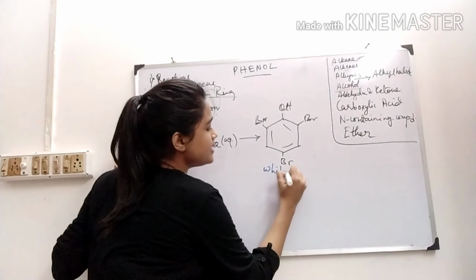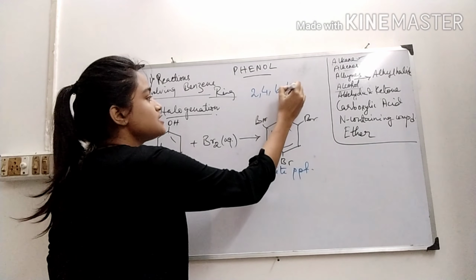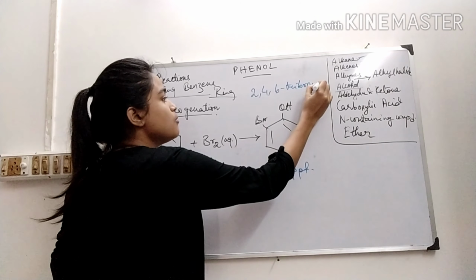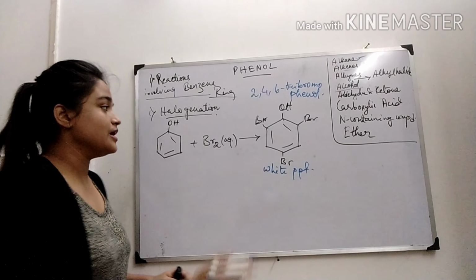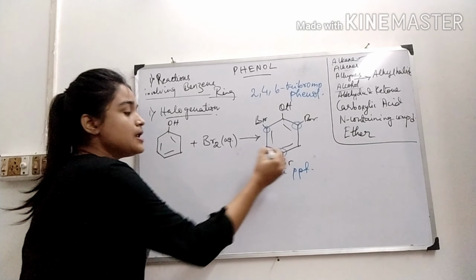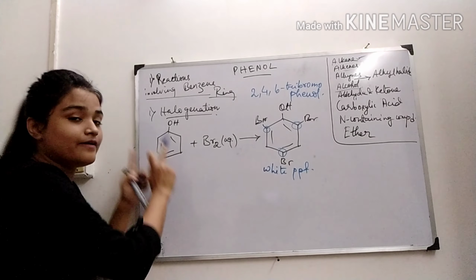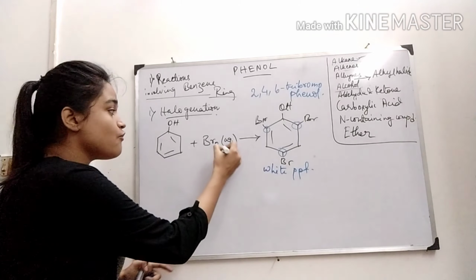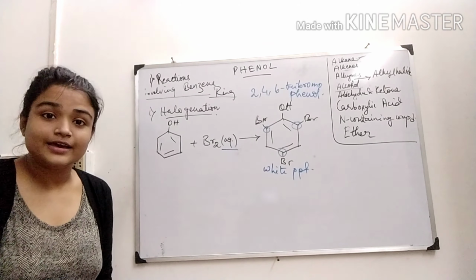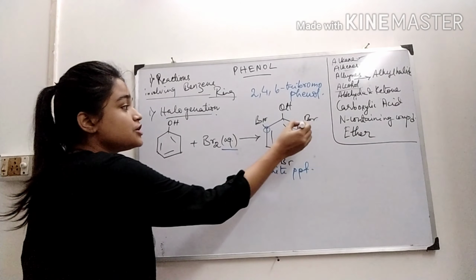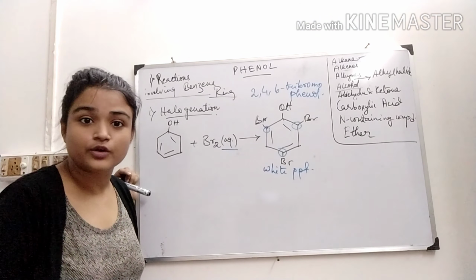It's a white precipitate. The name is 2,4,6 tribromophenol. So the substitution will occur at the 2 ortho positions and 1 para position. Why? Because this phenol is already activating the benzene ring. Now in presence of water or in aqueous solvent, the ring is highly activated, so the substitution is taking place at the 3 positions where the electron density is maximum in the resonating structure.